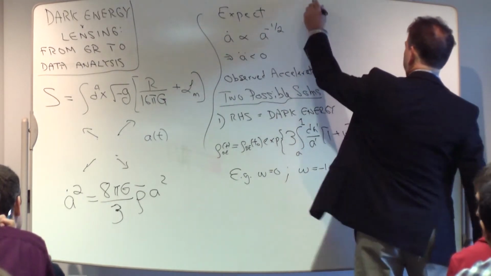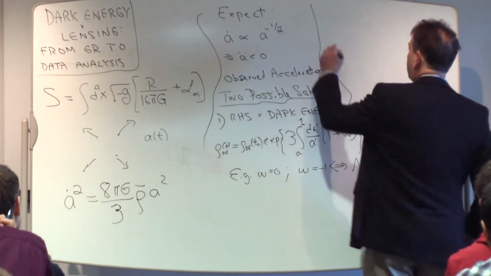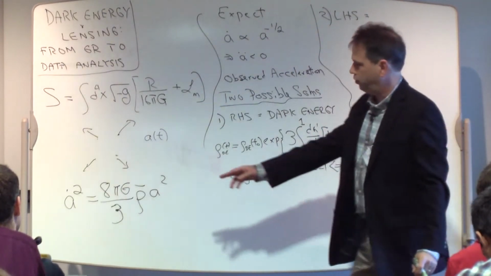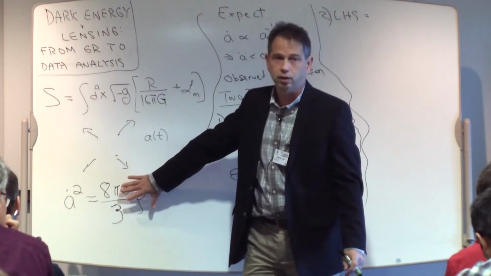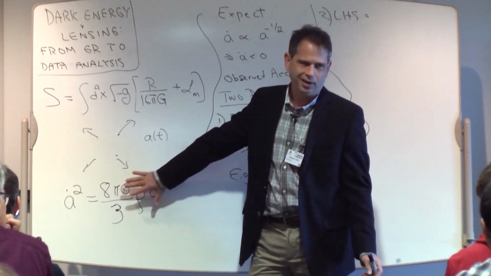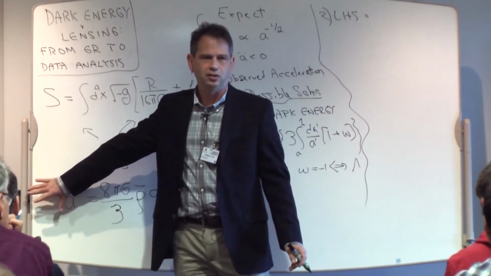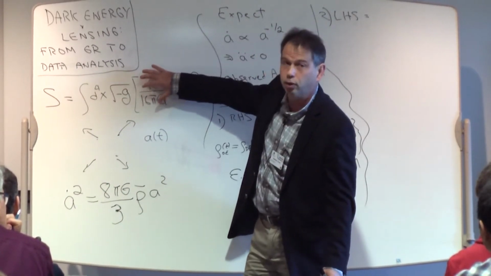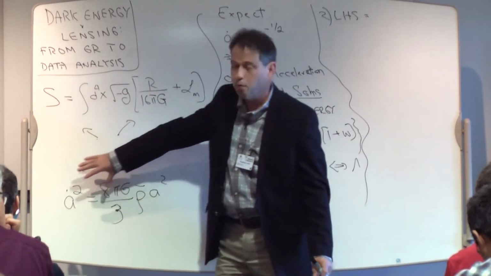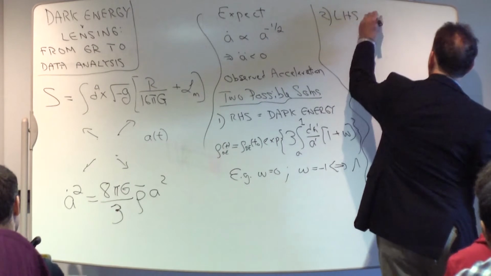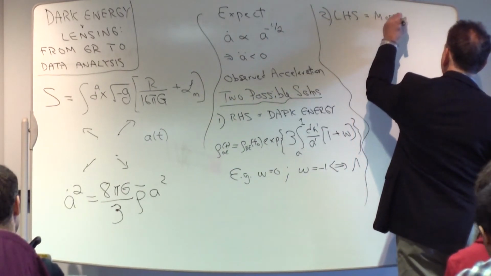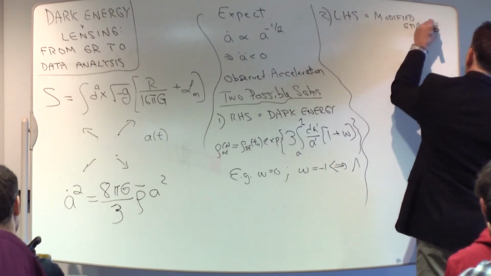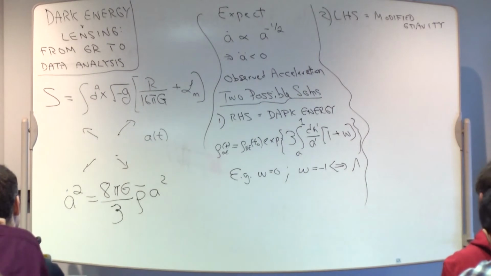Okay. There's a second possibility. The second possibility is called the left-hand side. That just means instead of adding stuff to the universe that doesn't exist, we're just making it up, we change the laws. We change the law of gravity so that this Einstein-Hilbert action is not the true action. There are other terms. So you modify gravity. So this left-hand side solution is called modified gravity. And there are many ideas for doing this.